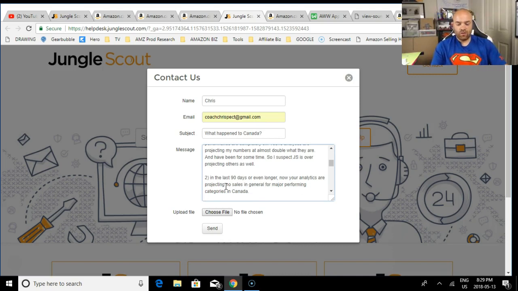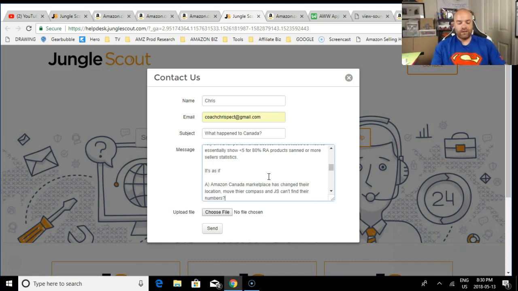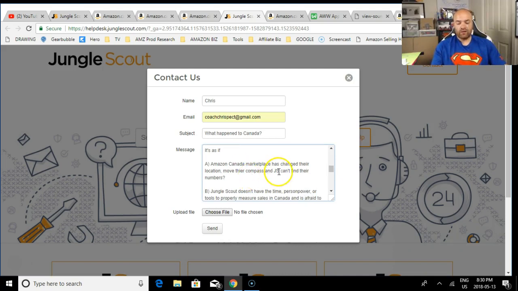Number 2, in the last 90 days or even longer, your analytics are projecting no sales in general for major performing categories. And number 3, I would hate to be in the retail arbitrage business model and rely on Jungle Scout for performance assessment, because Jungle Scout's metrics essentially show less than 5 for 80% of retail arbitrage products out there. So if you're in the arbitrage business and you're just trying to look at what the general performance of brand name products are, they're not showing metrics on that type of stuff. It's as if Amazon Canada Marketplace has changed their location, moved their compass, and Jungle Scout can't find their numbers.